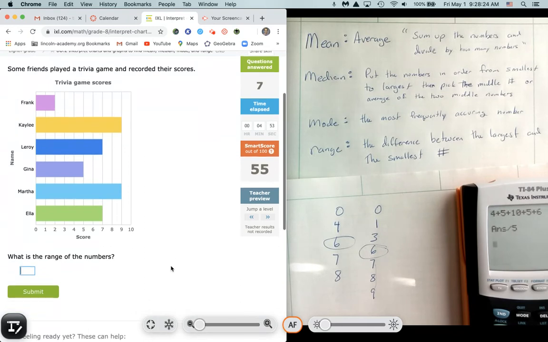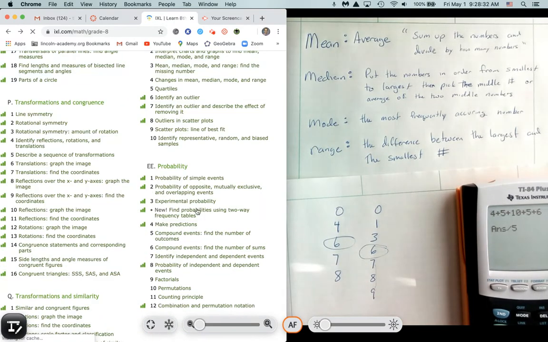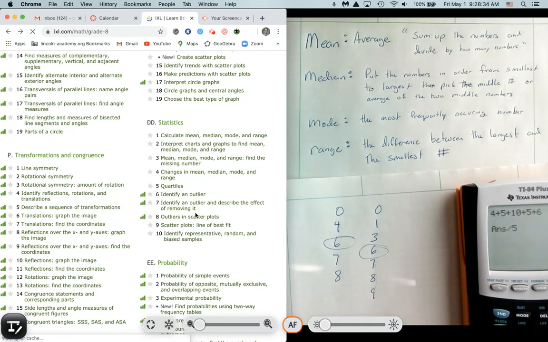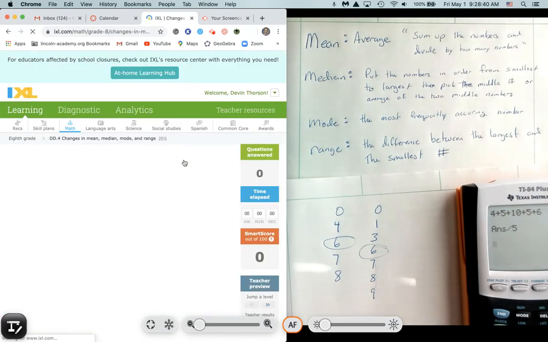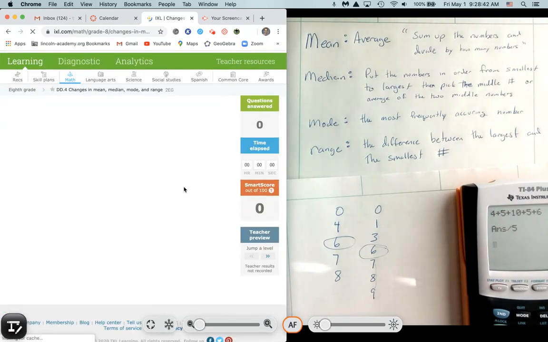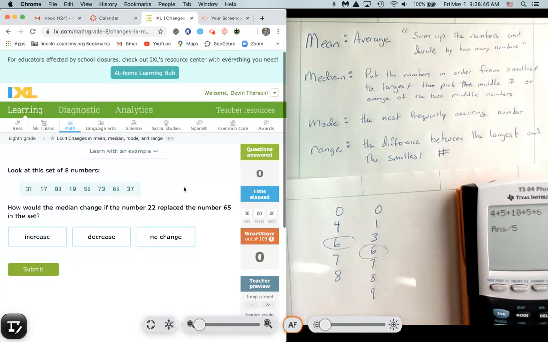Right? So hopefully this will go very quickly for you. The next thing I want to talk about is how the mean, median, mode, and range are changed when you either add a number or change the value of a number. So again, it's getting you to understand the definition of these without necessarily doing all the math.